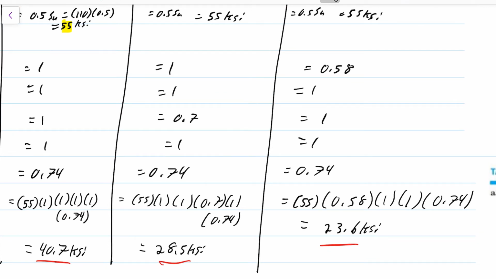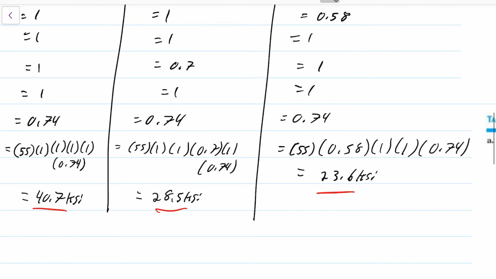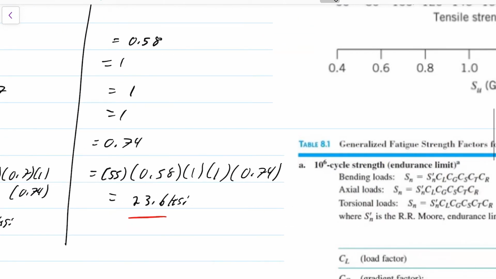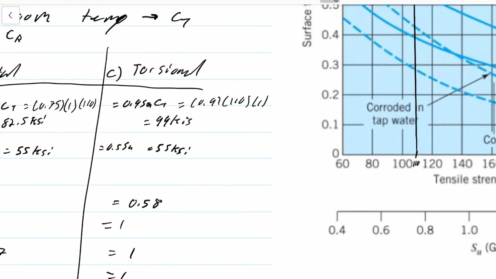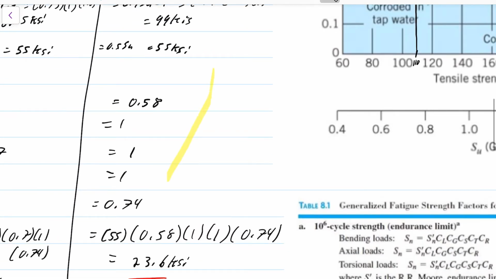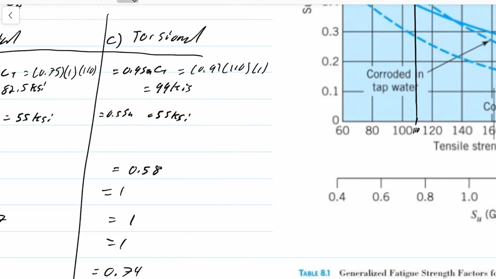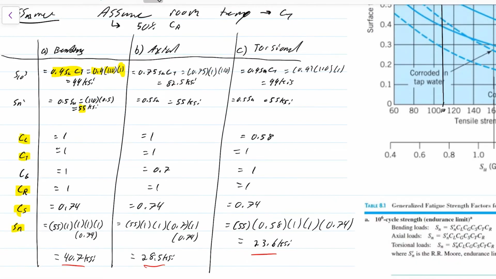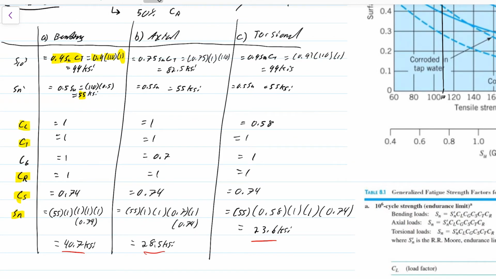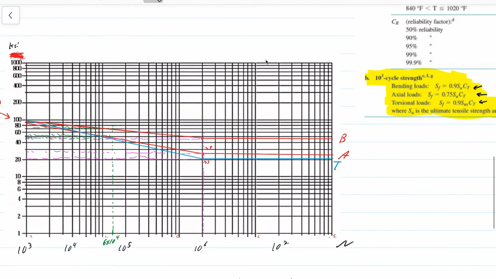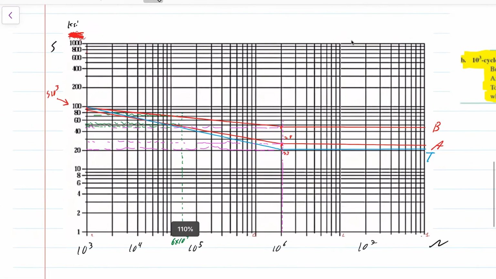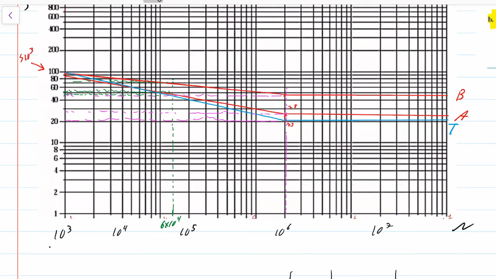Then we do the same thing for the rest of them. 55 times 1 times 1 times 0.7 times 1 times 0.74 gives me a value of 28.5 KSI. Same thing for the last one, and we get 23.6 KSI by just plugging all these values into the equation. So the first part of the question is pretty much done. We know our values, so now we just need to use the log-log scale.